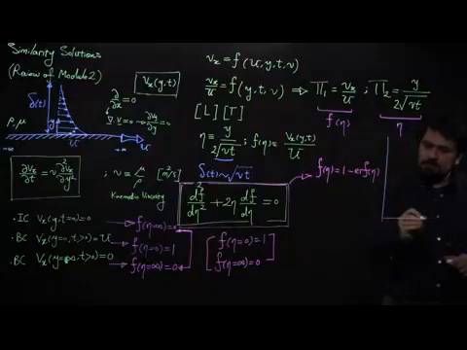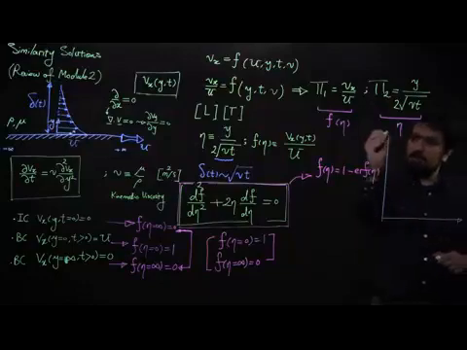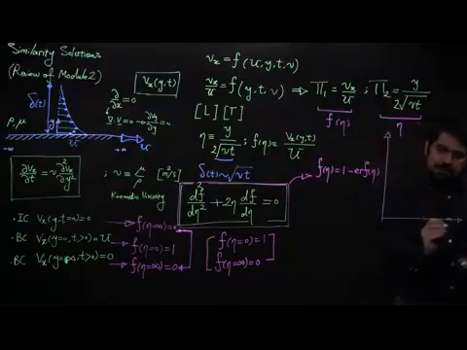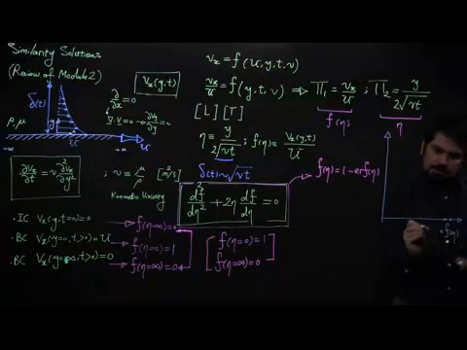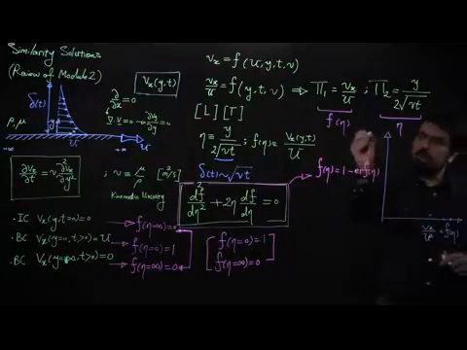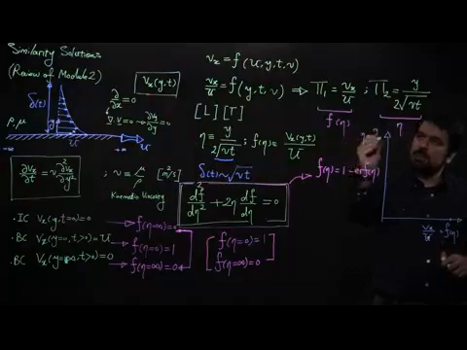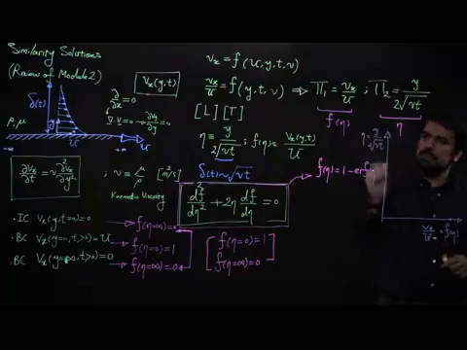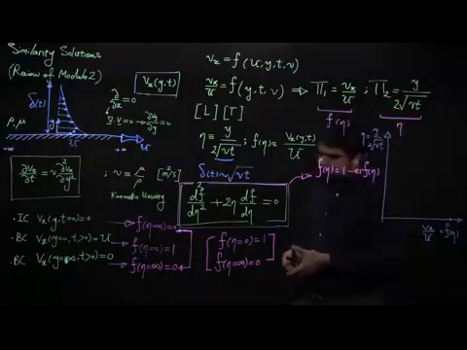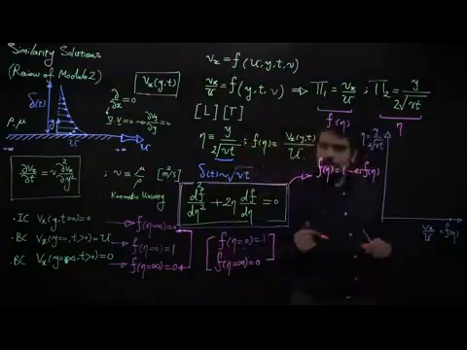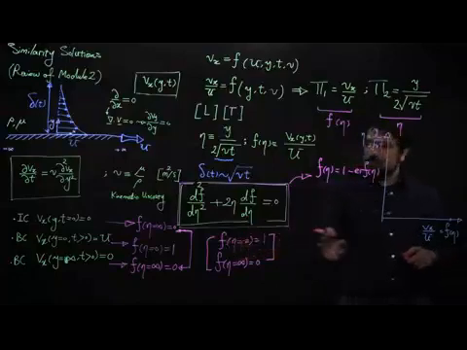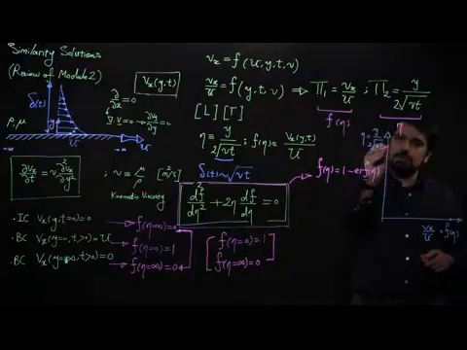If you would like to plot it, we can have on the x-axis f of eta, which is defined as Vx divided by u. And on the y-axis, we can have eta, which is defined as y divided by 2 square root of nu t. And we said that if you look at the solution from eta equal to 0, f of eta is 1.